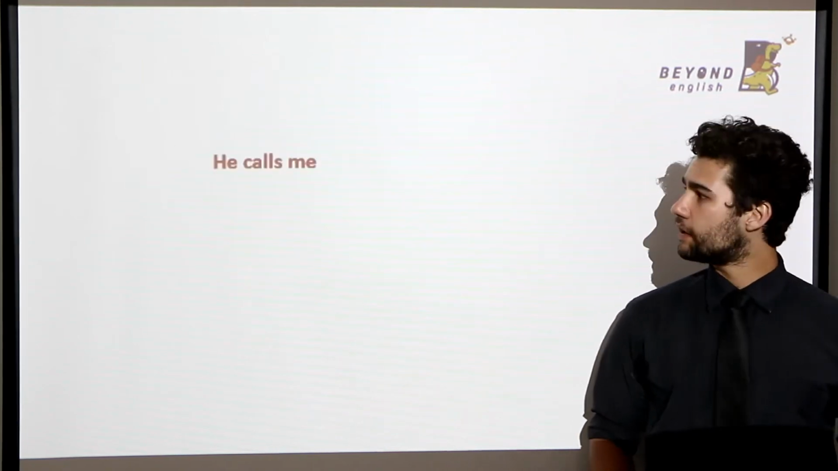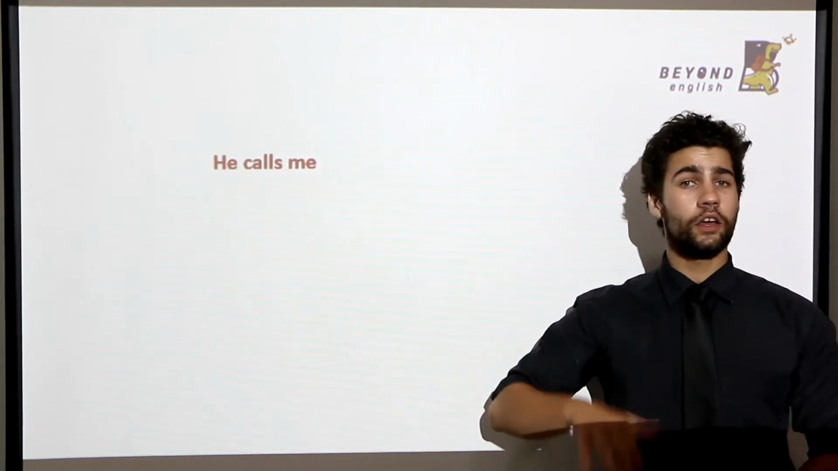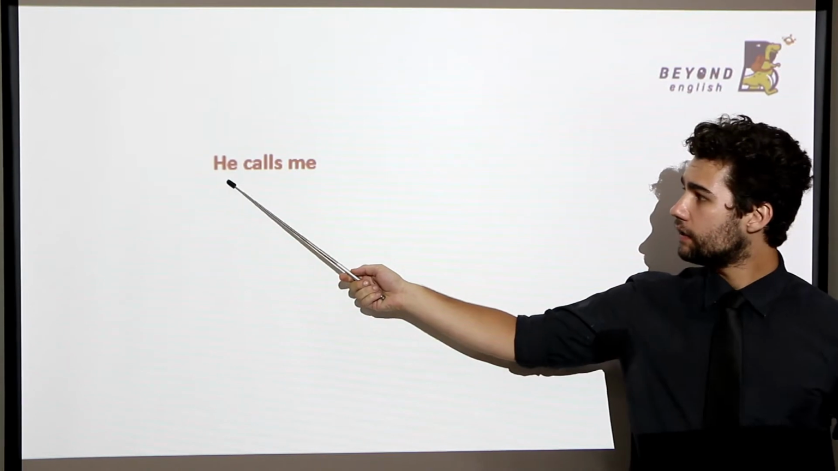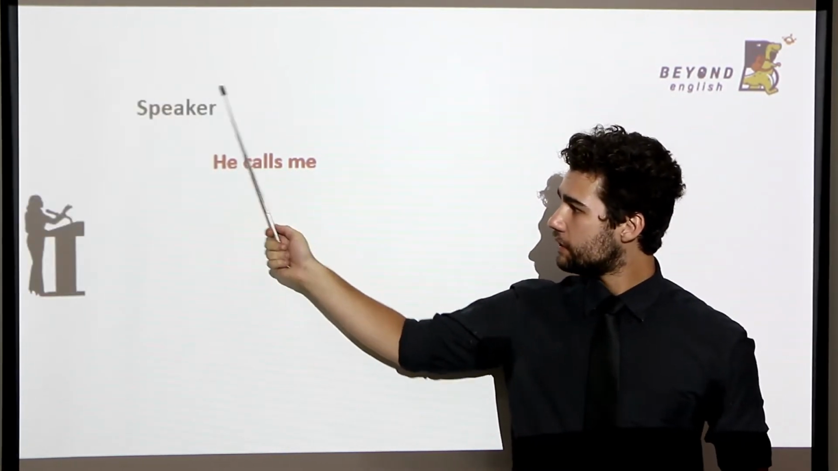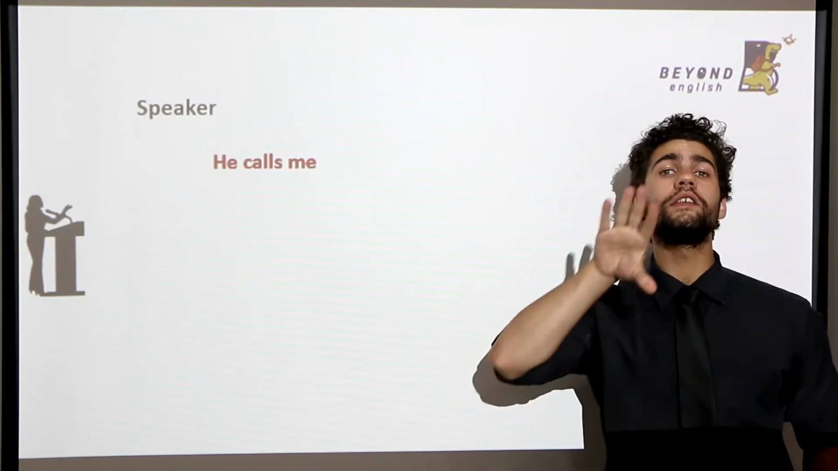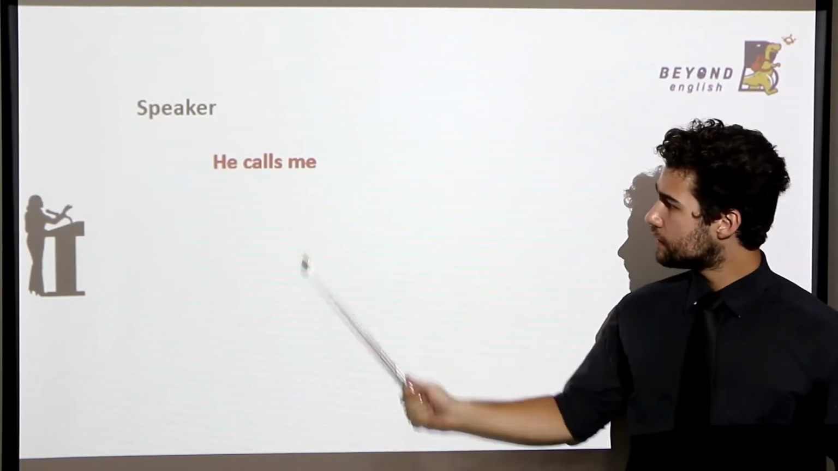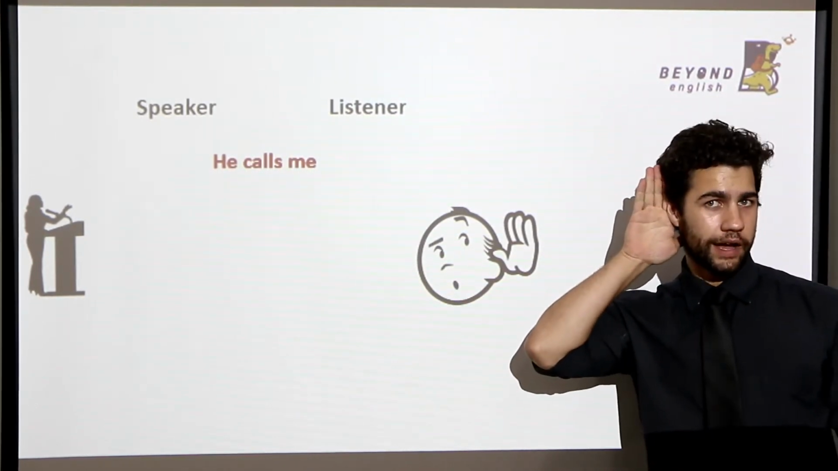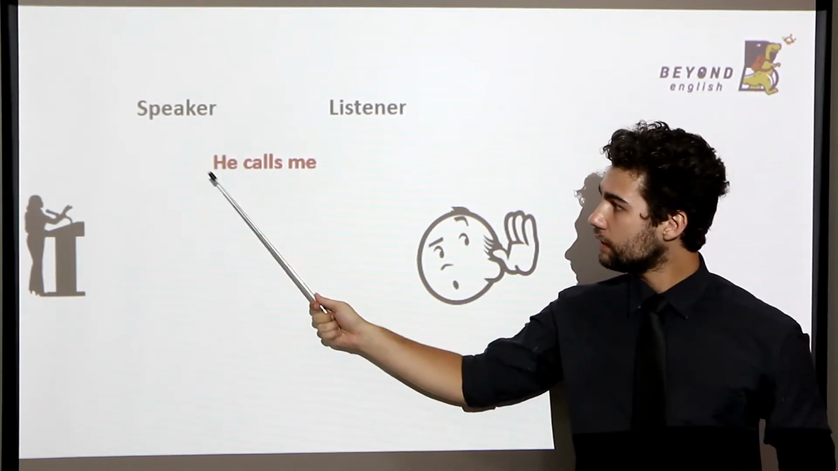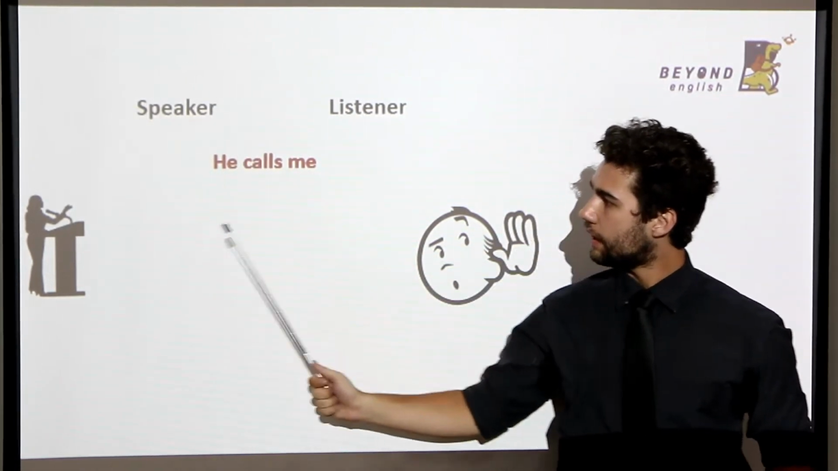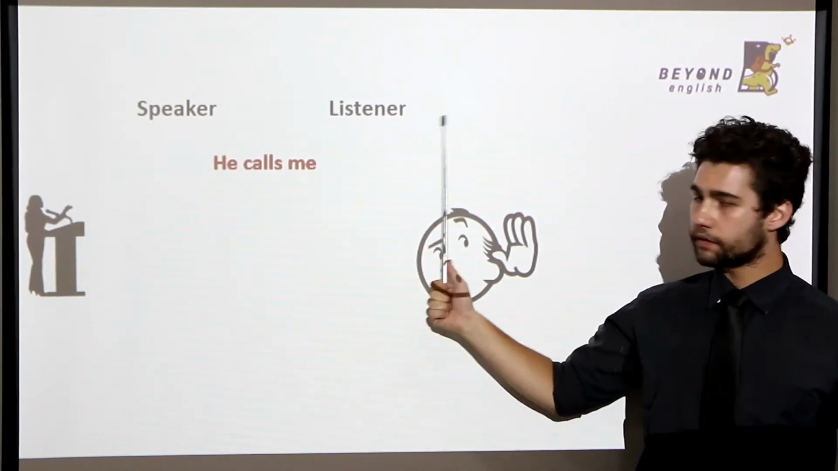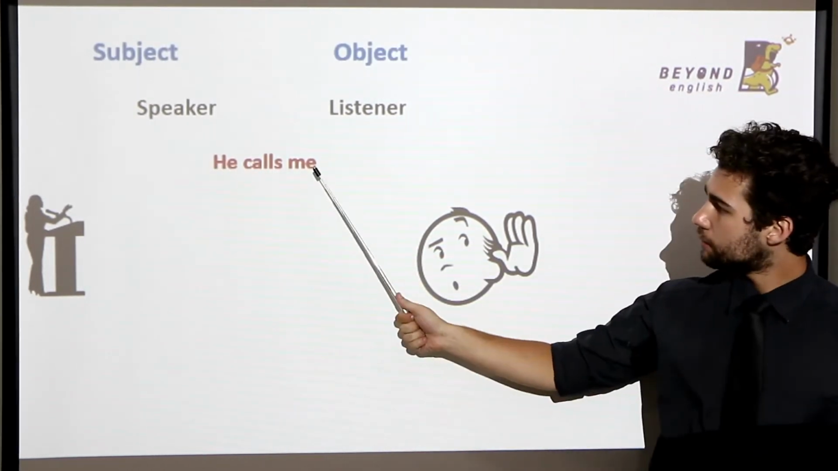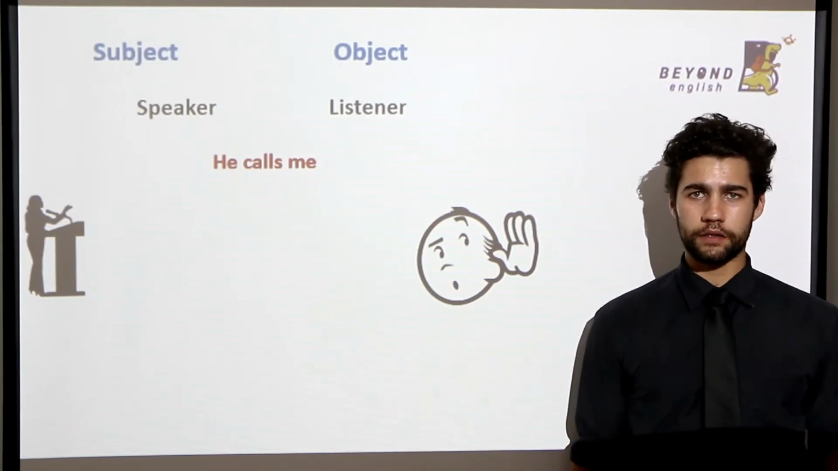First, let's look at a sentence. He calls me. In this sentence, he is the speaker. So, he is talking. And me is the listener. So, I am listening. Remember, he is the speaker and me is the listener. Also, he is the subject and me is the object.